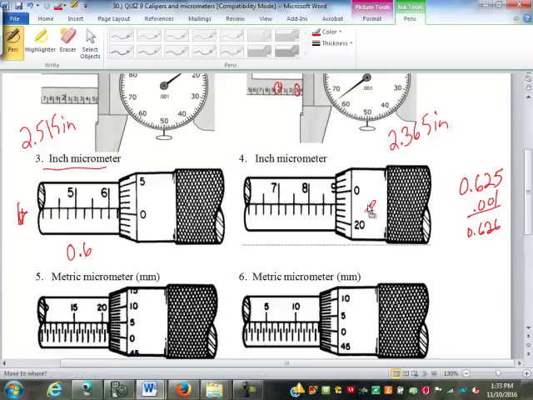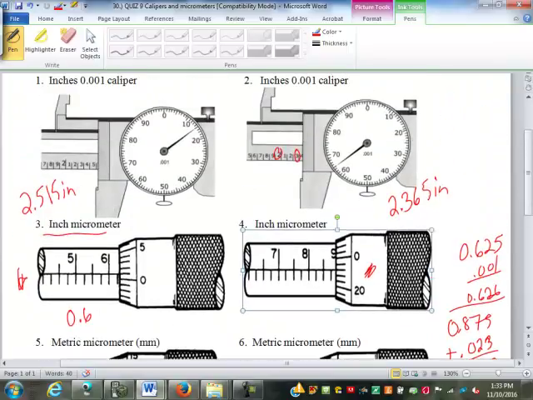How about for this one? 0.875 plus 0.023. So 0.898 inches. Okay. Any questions on those two? 0.626. This is 0.6 here. And then that's 0.625 to there. Then plus another 1,000.